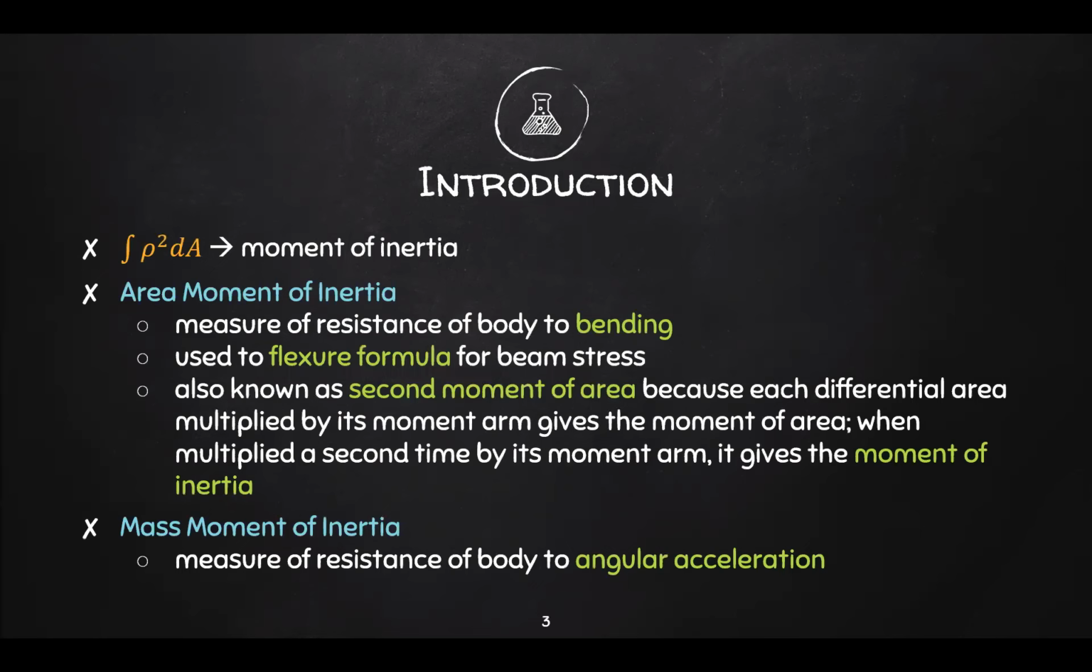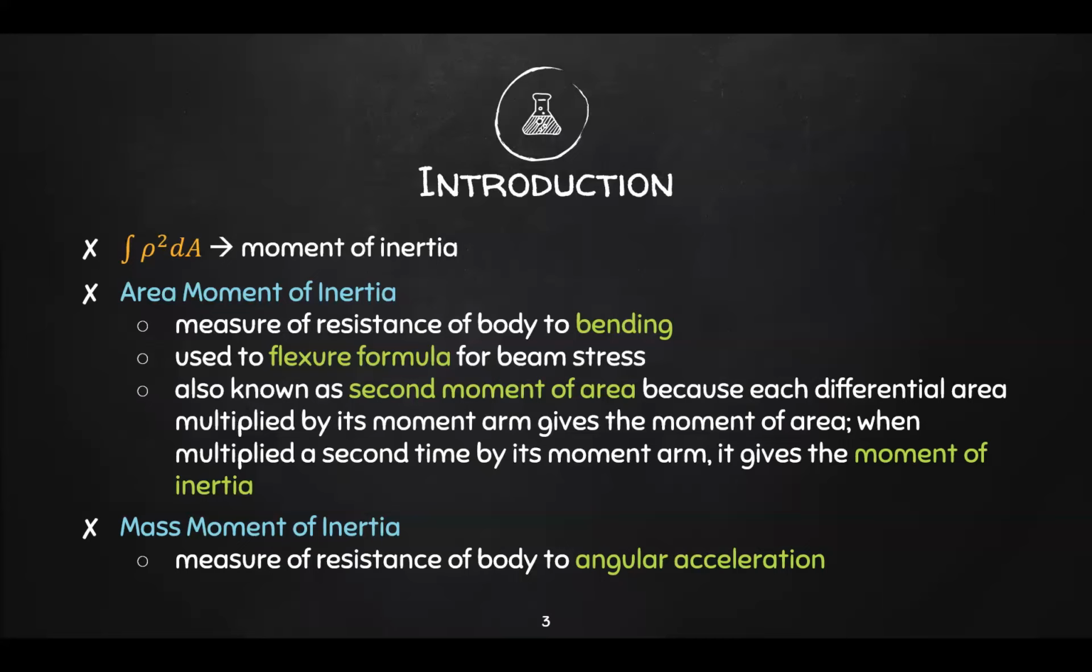So first of all, many engineering formulas involve the use of a mathematical expression in the form of integral of rho squared dA, where rho is the distance of an area or an element to a reference axis, and dA is your differential area. Okay, so recall your integral calculus. Now, this expression appears a lot of times, and therefore, it is now given a name, and that name is your moment of inertia.